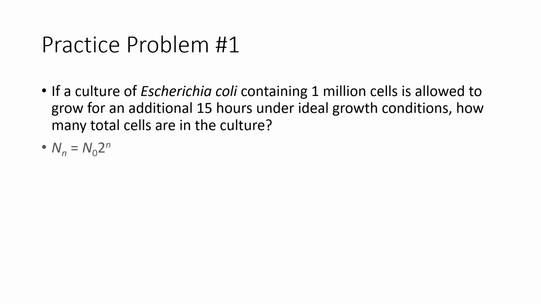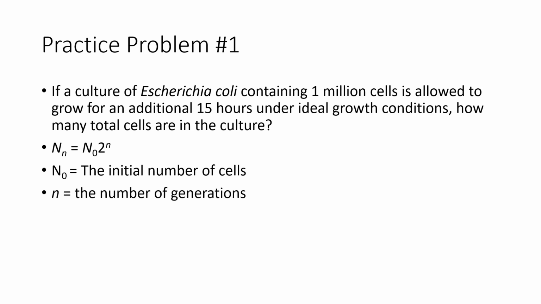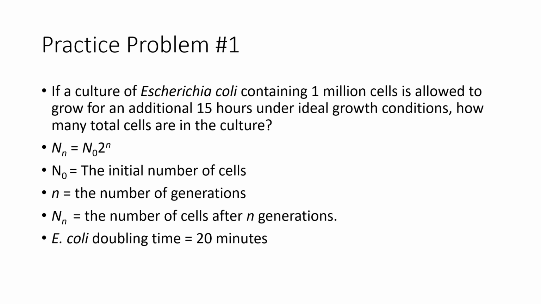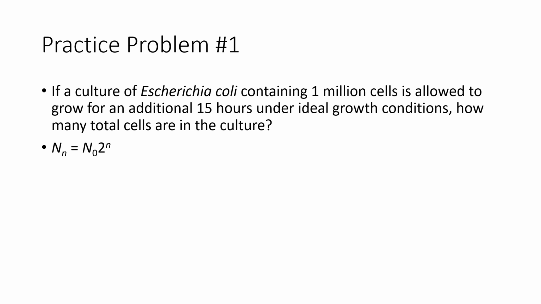So I expect you to know the formula, right? N naught is the initial number of cells, little n is the number of generations, and N sub n equals the number of cells after n generations. And in this case, I would expect you to know that the doubling time for E. coli under ideal conditions is 20 minutes.